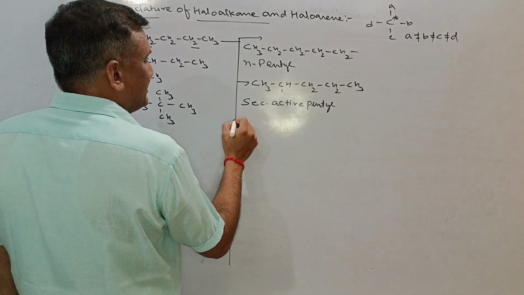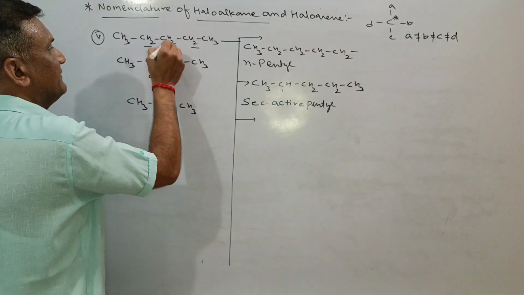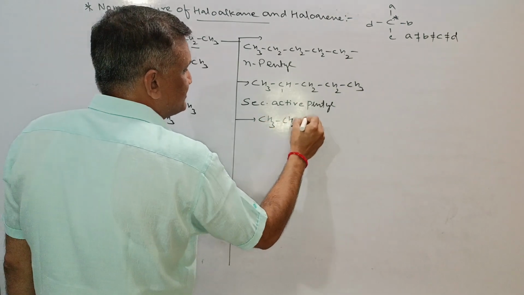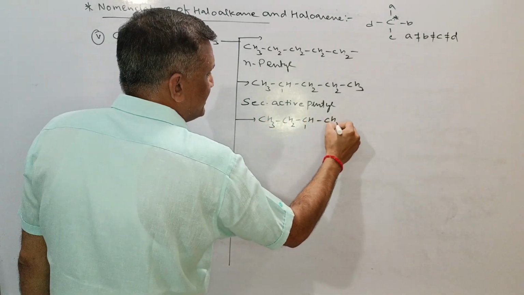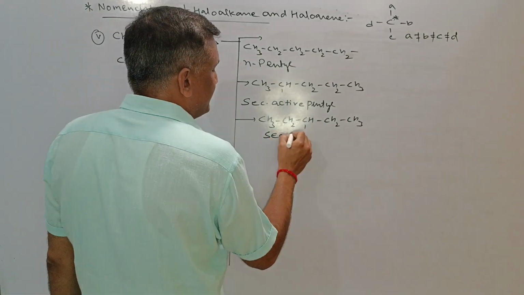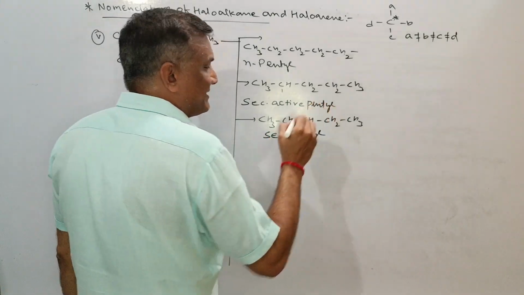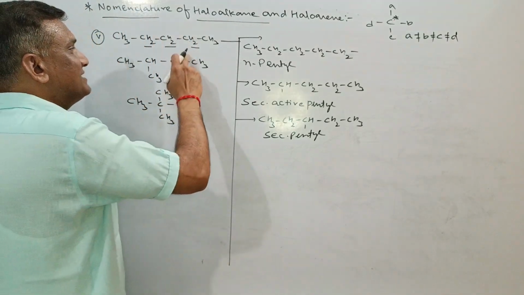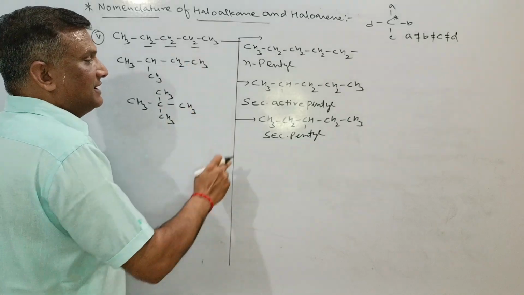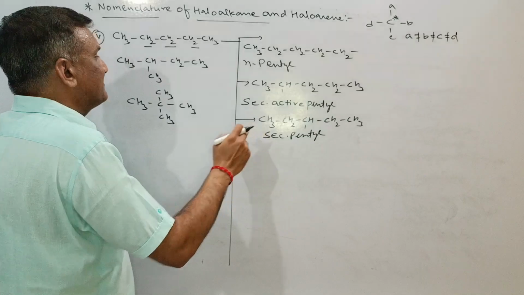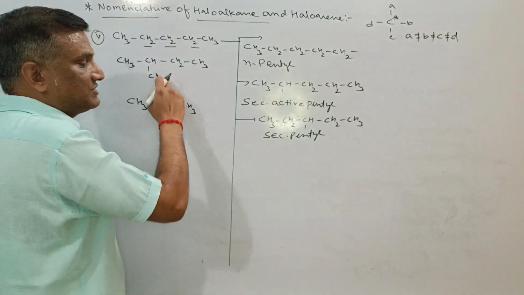If I go with the 3rd position, then we can remove the hydrogen from the number 3 position. This will be your CH3, CH2, CH, CH2 and CH3. This is called just your secondary pentyl. We call this secondary pentyl, so don't be confused about the particular number 3 position. So this was regarding the first structure as a substituent: N-pentyl, secondary active pentyl or secondary pentyl. Now we'll go with the second structure.